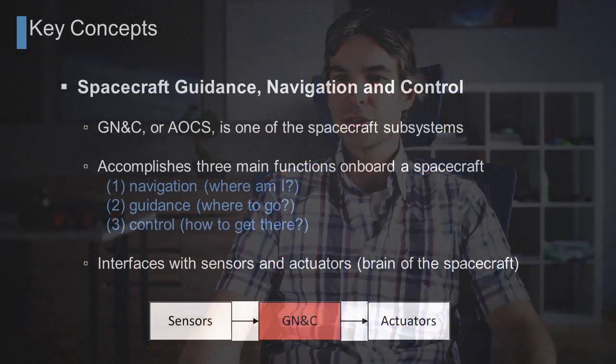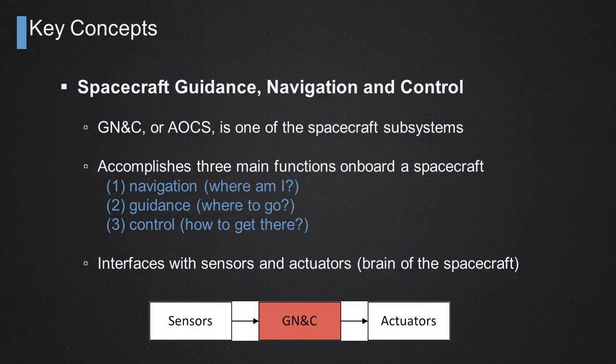So first of all, spacecraft GN&C is an acronym. It stands for Guidance, Navigation and Control. Some people also refer to it as the AOCS. So that's the Attitude, Orbit, Control System. And in a nutshell, that's just one of the spacecraft subsystems.